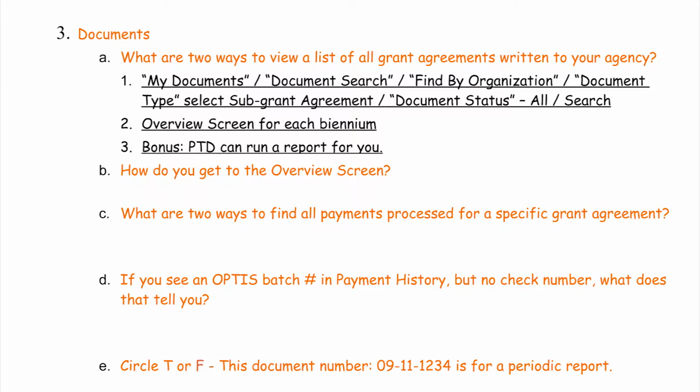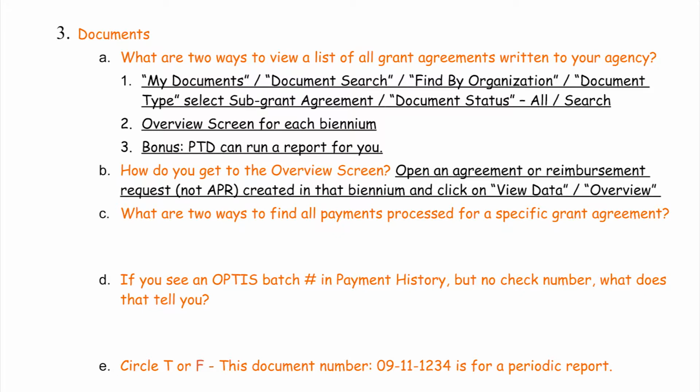How to get to the overview screen? Remember that? Open document, view data, and then select overview. Right. To see the overview screen, you have to go either into an agreement or a reimbursement request, and then over on the left, click on view data, like she just said, and then there's overview provider, and overview central file.